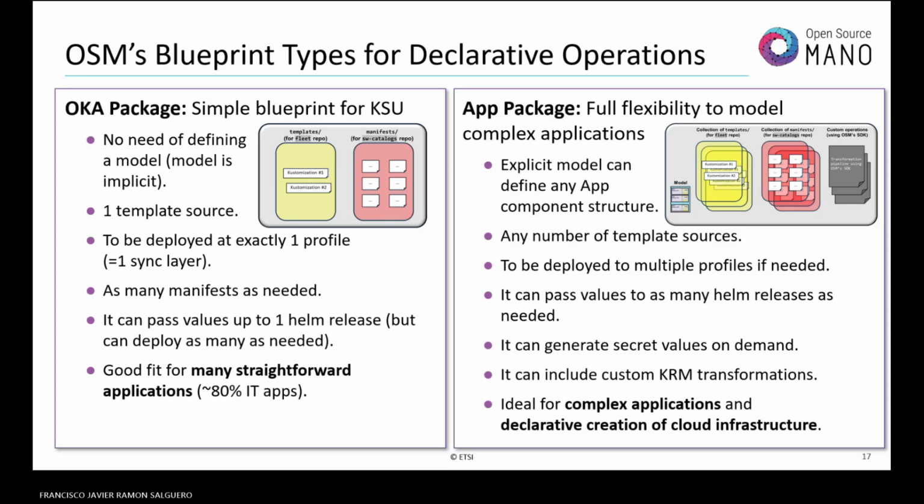However, if you need something more sophisticated, you have the application package. The application package gives you all the flexibility. You can deploy it over multiple profiles. You can use multiple source templates. You can create custom transformations, anything that you may need. This is essential for deploying complex applications, multi-layered applications, and creating cloud infrastructure that has multiple synchronizations and multiple components of different kinds, right? So you have the flexibility to choose any of the vehicles. Actually, one is a superset of the other.